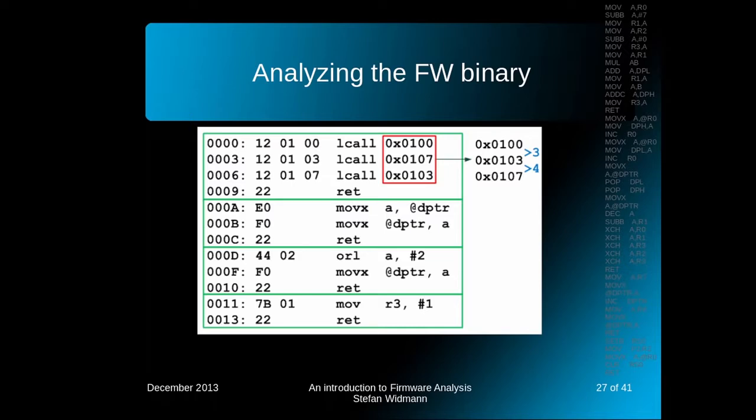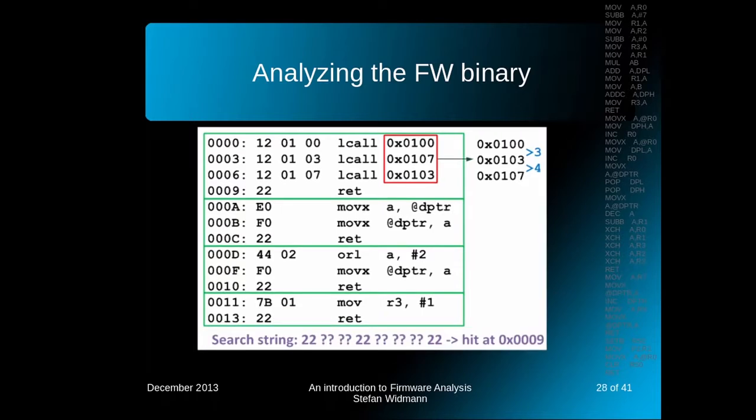And yes, there are returns in front of every subroutine. So we take the 22 as our anchor. So our search string will look like this. We start with a 22. We have a subroutine with a length of 3 bytes. So we have 22, 2 wildcards, and again a return.